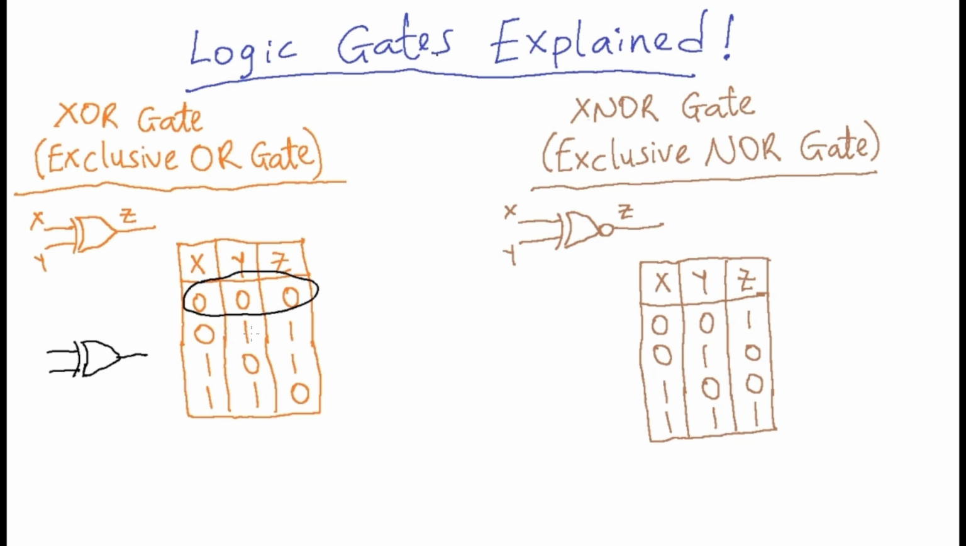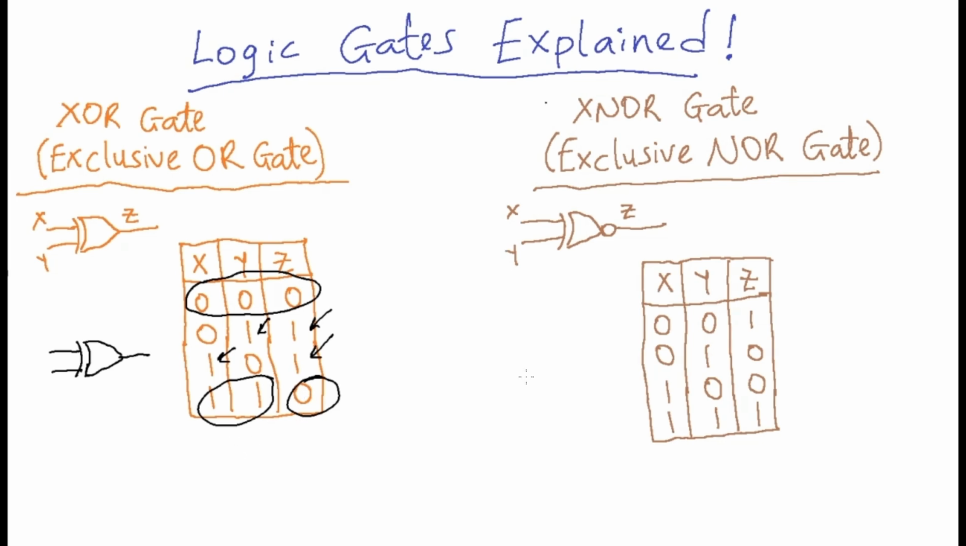In our second row and our third row, we have just one input that is one, so our output will also be a one. And in our fourth row, we have more than one input that is a one, so our output will be a zero. So that's it for the exclusive OR gate. It checks for exclusivity, meaning that just one input has to be a one for the output to also be a one.